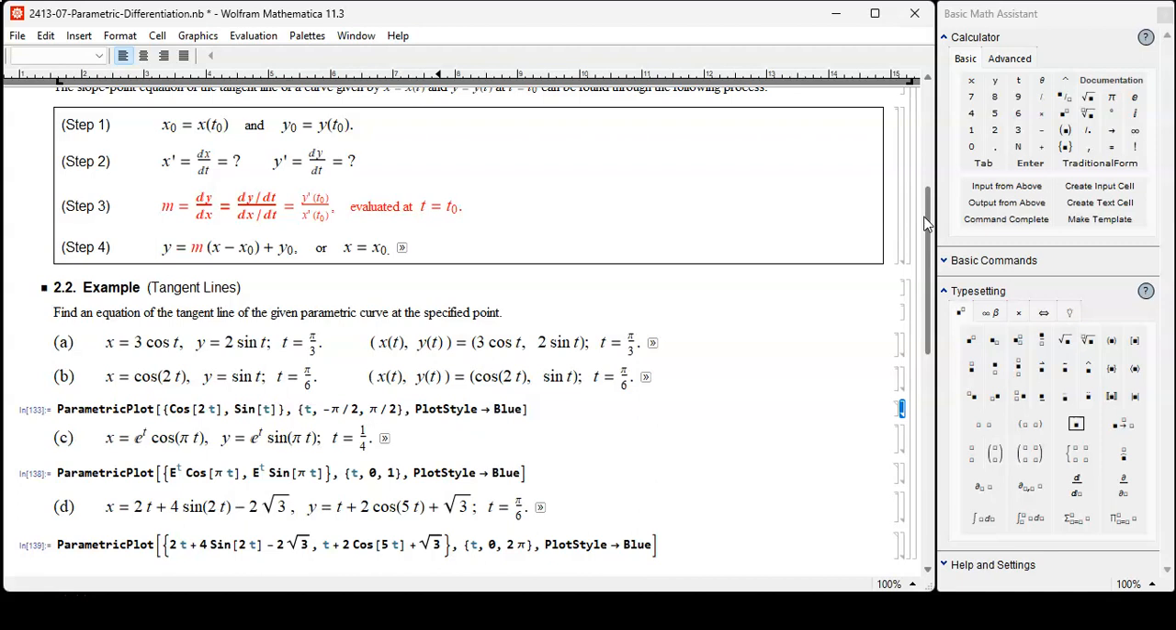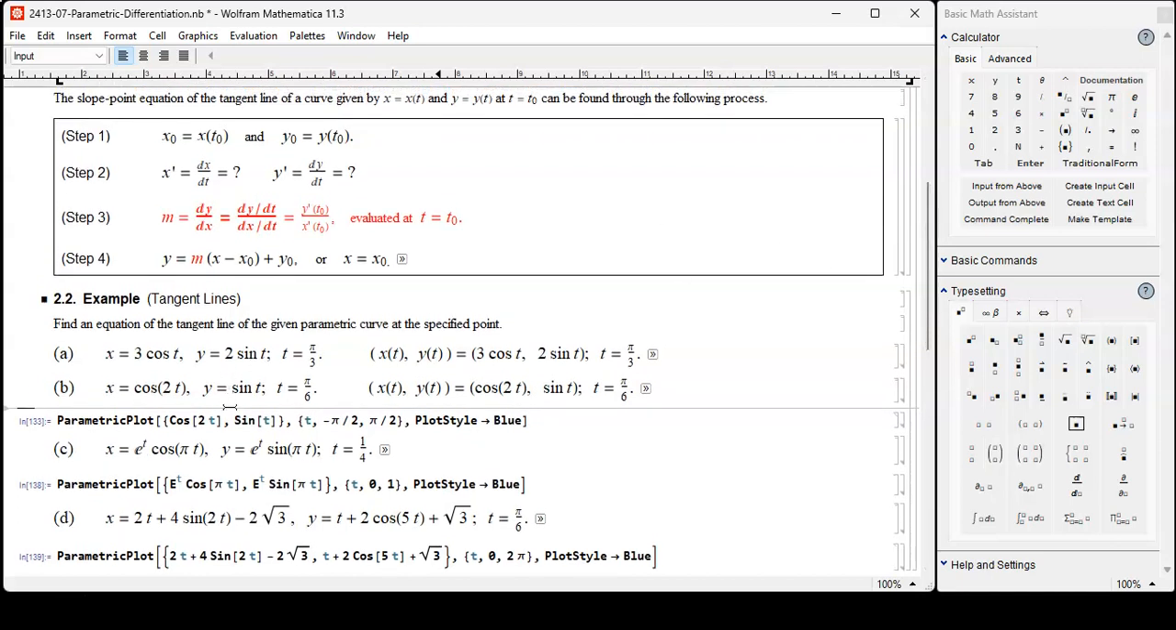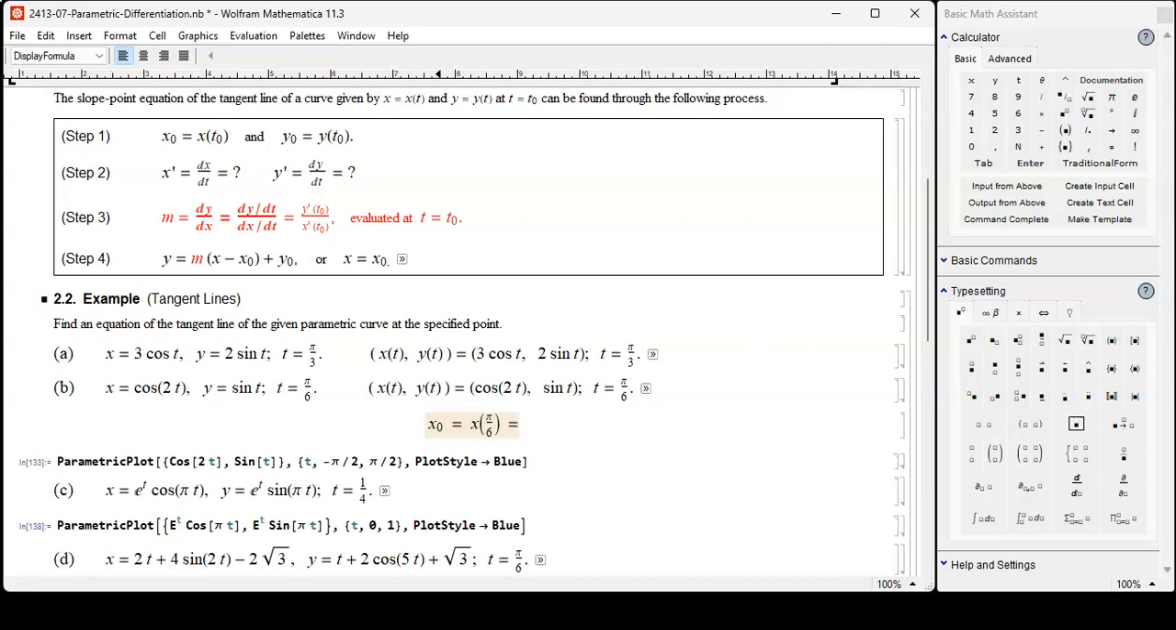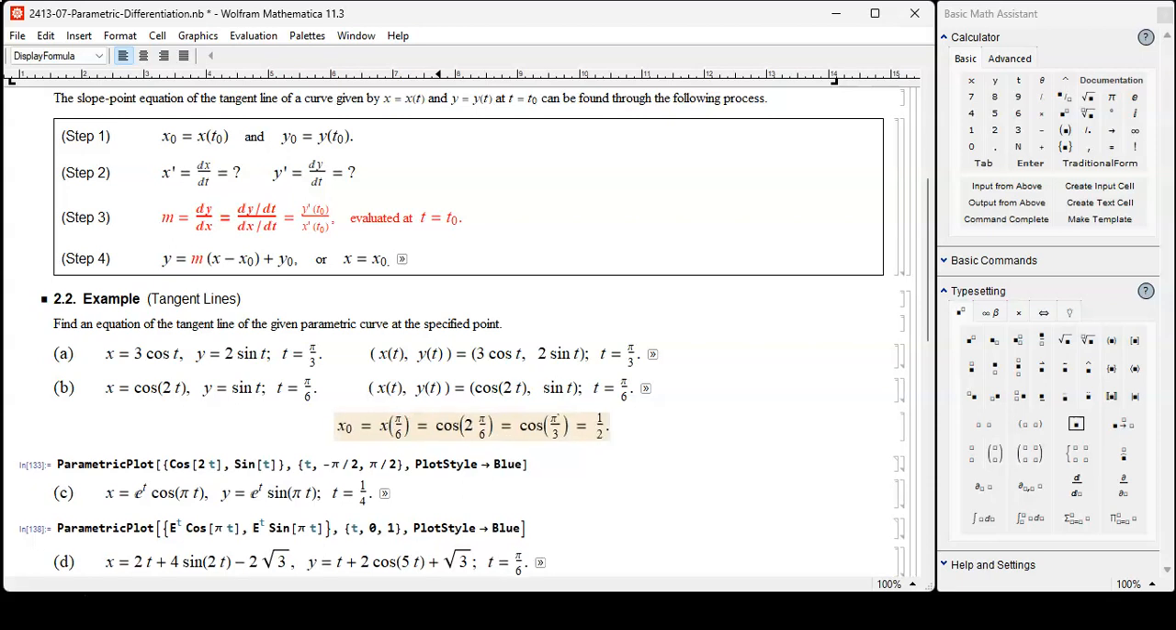Okay, alright. Let's find the slope of the tangent line. Oh, excuse me. Slope is the most important part, but point first. Point is easier, so let's find the point first. x0 is x of pi over 6. So that's cosine of 2 pi over 6. So cosine of pi over 3. And that's 1/2. Did I do this right? y0 is y of pi over 6. And the sine of pi over 6.